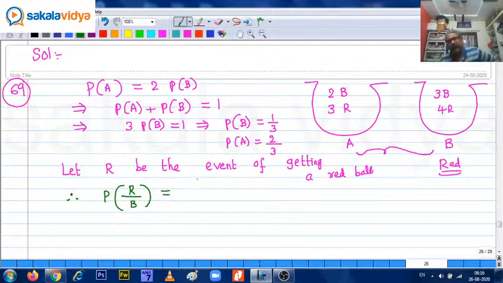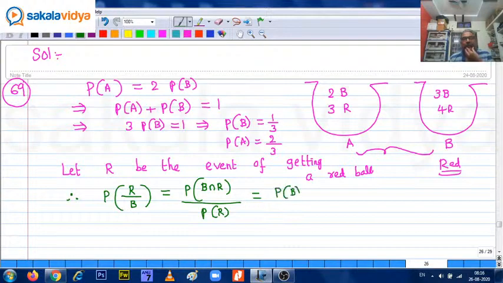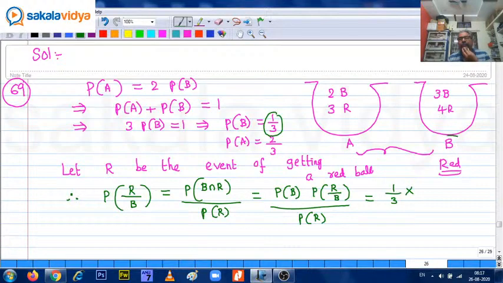Apply the multiplication theorem, the conditional probability theorem. P of B given R is P of B intersection R upon P of R. P of B intersection R we can write as P of B times P of red ball from box B. P of B is 1/3, and the probability of red ball from this box is 4 upon 7, divided by the probability of selecting a red ball.